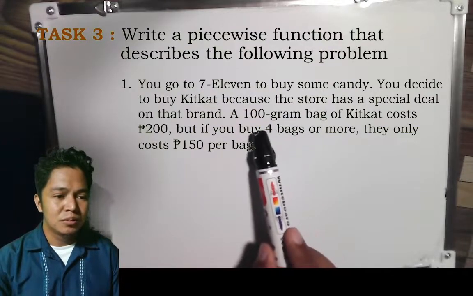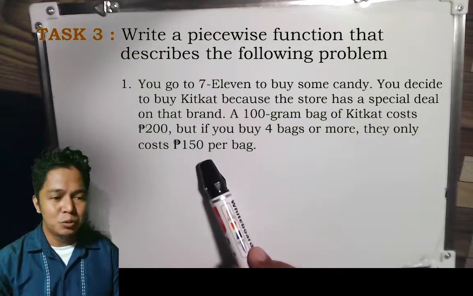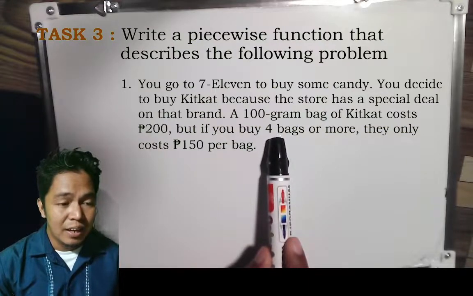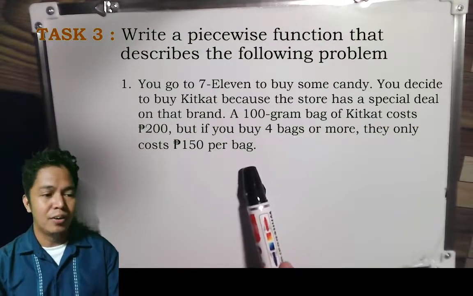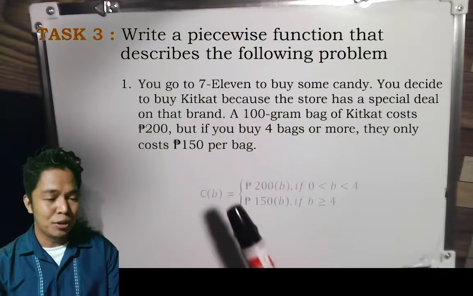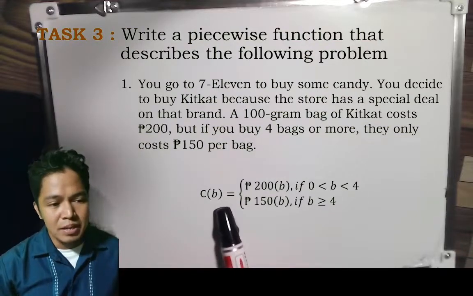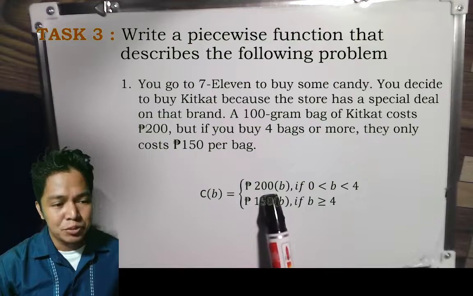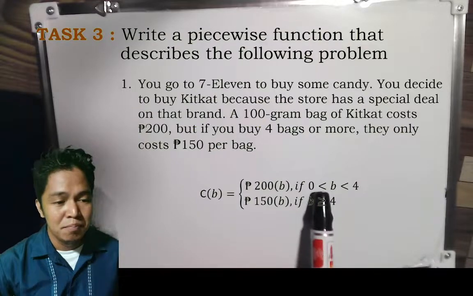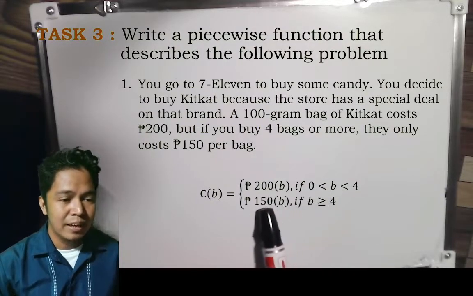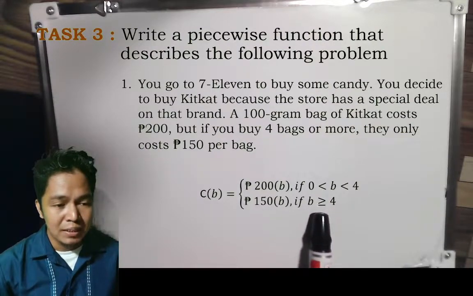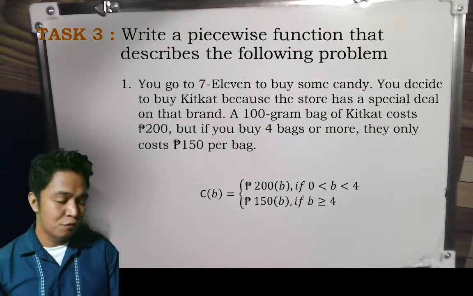First is yung 200 pesos and the other one is 150 pesos per bag, kung ang bibilihin mo lang dyan ay 4 bags or more. Okay, magkakaroon ka na ng 150 pesos per bag na cost. Okay, to represent that, we have C of B is equal to 200 pesos times the number of bags if the number of bags is less than 4 but greater than 0. And that is 150 pesos times the number of bags if the bags is greater than or equal to 4. Okay?